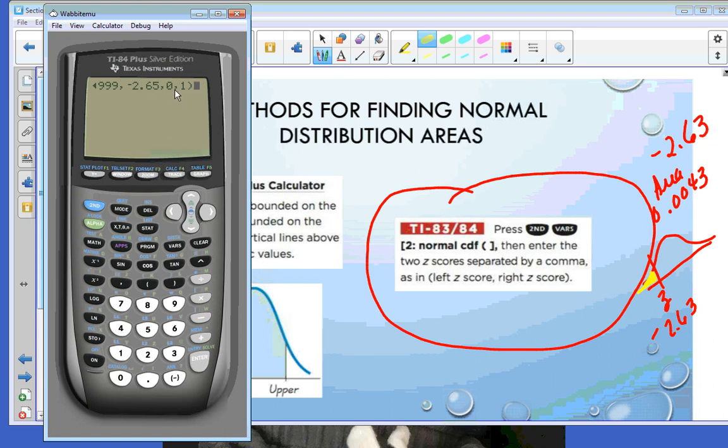If you don't have 0, 1, that's fine. It'll assume that it's 0, 1 anyway. So now go ahead and press enter, and we used the table and we came up with 0.0043. This is just a tad bit different, 0.0040.